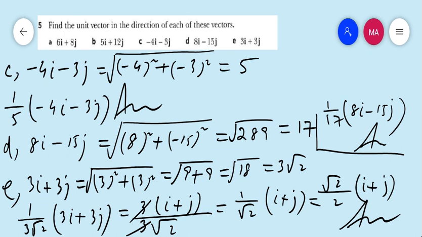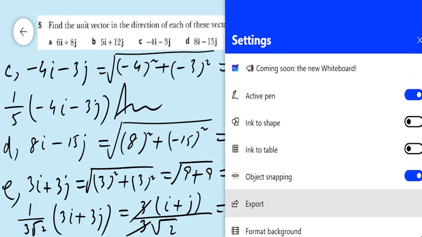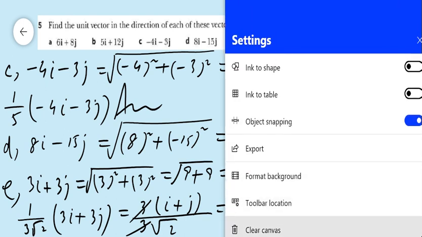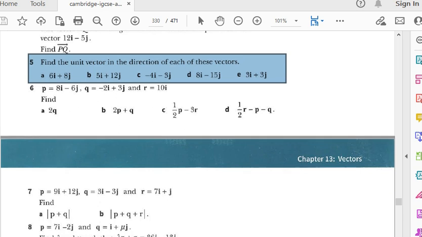So student, this is question number 5. We did all parts successfully. Move to question number 6.